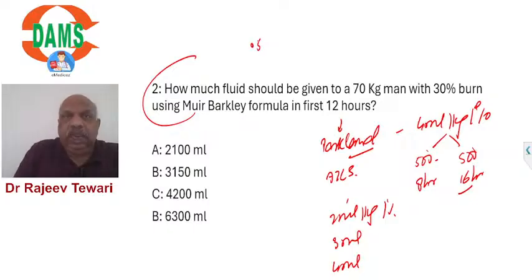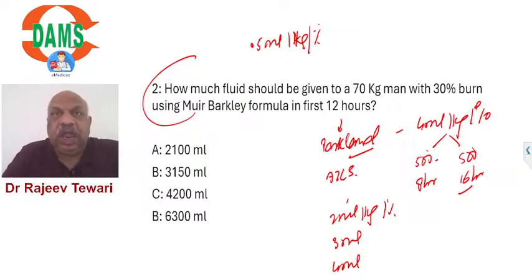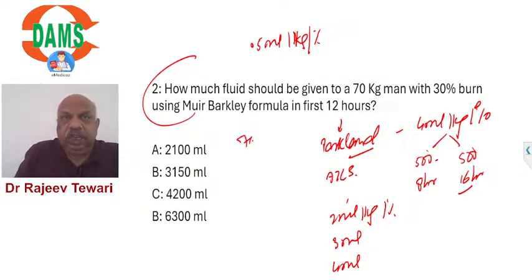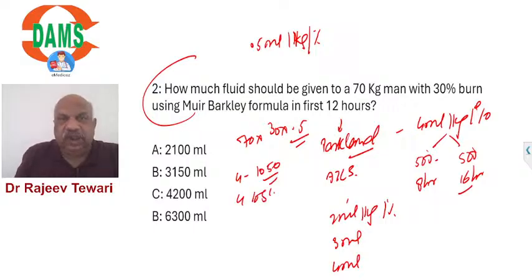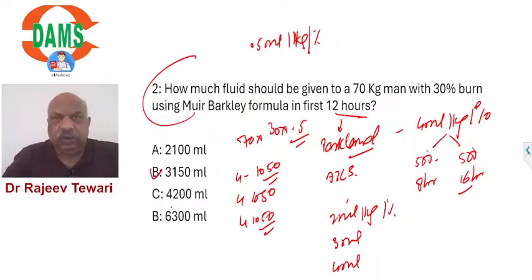Moore and Barclay is 0.5 ml per kg per percent of burn, and the fluid you give is human albumin, which is a question of INICET. So here 70 into 30 into 0.5. First 4 hours I'll give 1050, second 4 hours I'll give 1050, third 4 hours I'll give 1050. So initial 12 hours will be 3150.